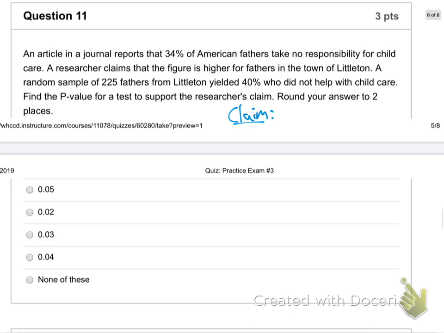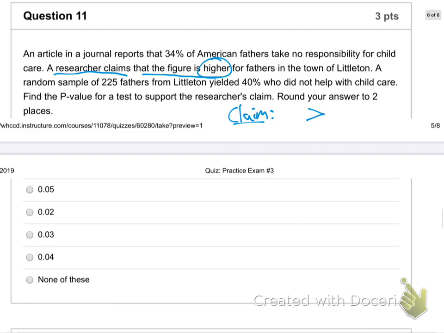Where is the word claim? Oh, there it is. A researcher claims that the figure is higher. Higher. So higher is going to be greater, huh? Something's greater. And is it a percentage or a mean?